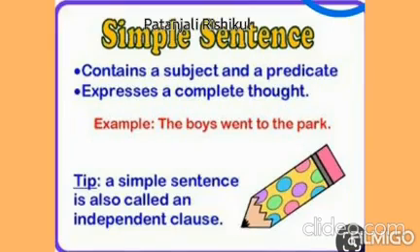Children, a simple sentence contains a subject and a predicate. It also expresses a complete thought. That means the sentence has a complete meaning. Look at the example. The boys went to the park. This sentence has a subject and has a predicate, and it also expresses a complete thought. A simple sentence can also be called an independent clause.